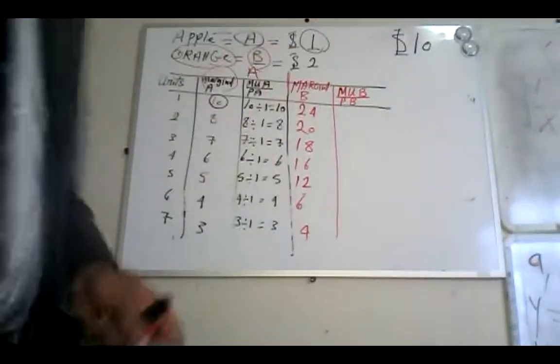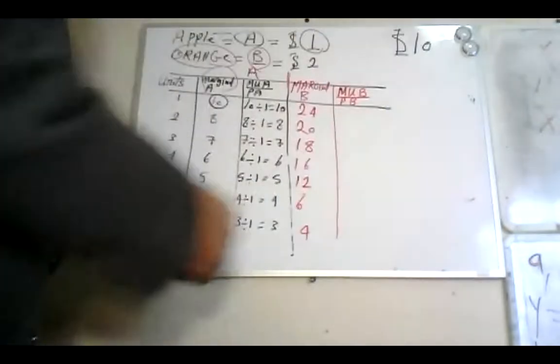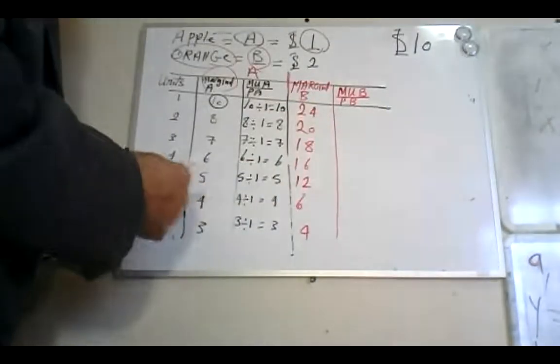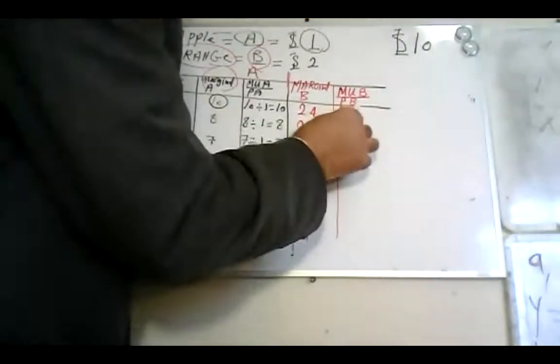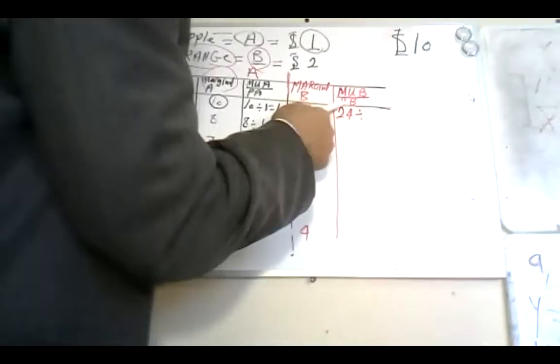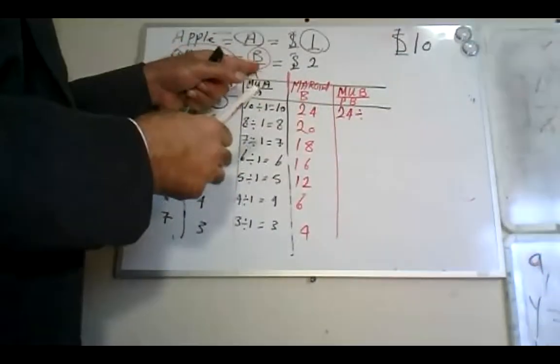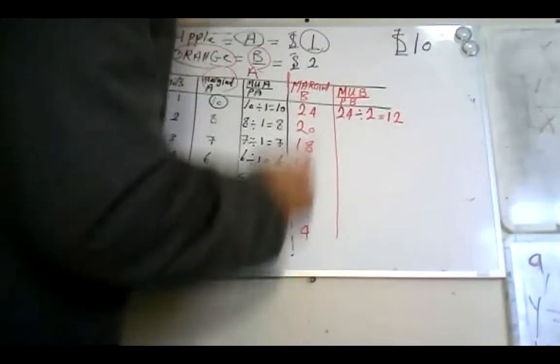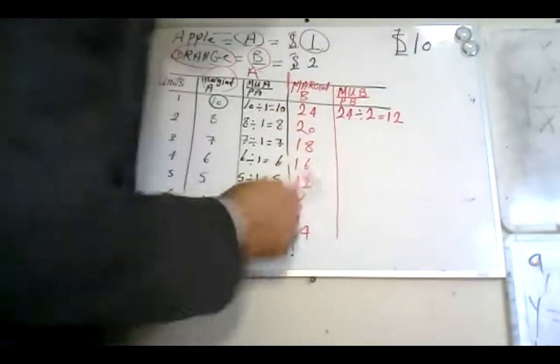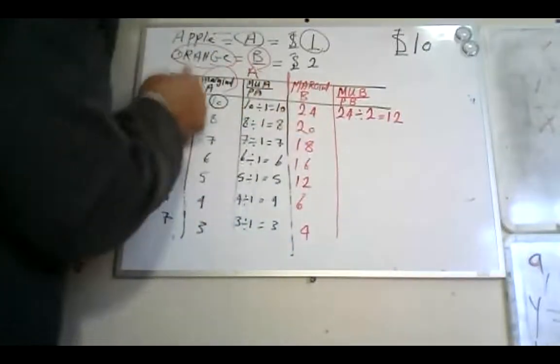Okay, let's see what we will do. The marginal utility of B is 24. This number, 24, I got it here, divided by the price of B. The price of B, the orange, is $2. So this will be 24 by 2, which gives me 12. Then the whole rest of the column will be the same. I will divide it by 2. What is the 2? The 2 is the price of the orange.